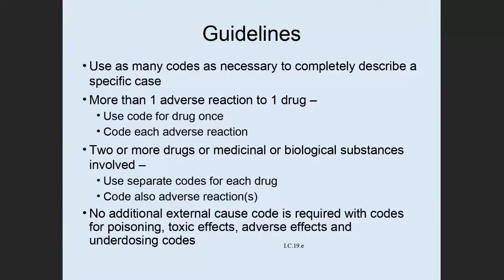Here's a summary of the overall guidelines. Use as many codes as needed to describe what happened in a specific case. This may include several different drugs or substances, several different side effects, or other conditions related to the drug or interactions of several drugs. If the patient experienced more than one reaction to a single drug, code the drug once and then each adverse reaction or side effect or reaction to poisoning. If the patient experienced reactions to more than one drug, code each drug separately and then each adverse reaction. So each drug and then each adverse reaction.